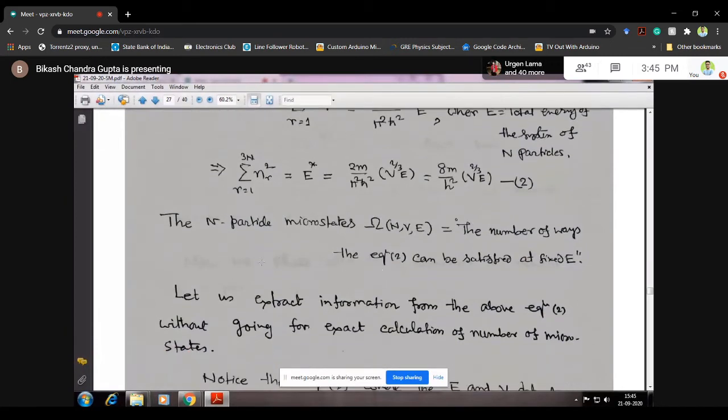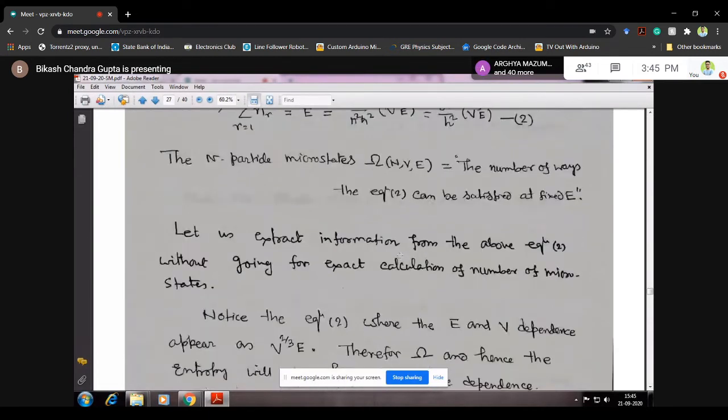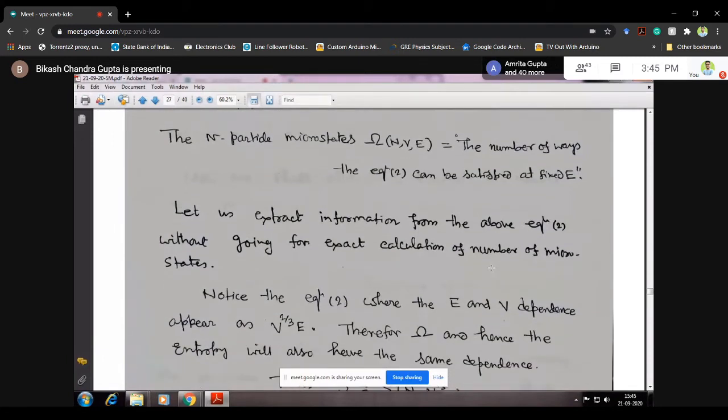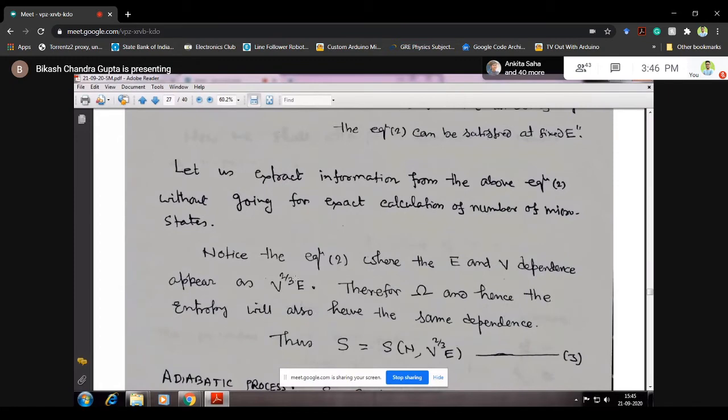Now, this n particle microstates omega NVE is the number of ways, again, that equation 2 can be satisfied. That means if you have different sets of nr, meaning n1, n2 up to n3n, you have different sets, meaning you have different numbers of microstates. Now let us extract the information from the above equation 2. From this equation, we want to actually calculate the number of microstates. Now let us exploit that equation to extract the information about the number of microstates.